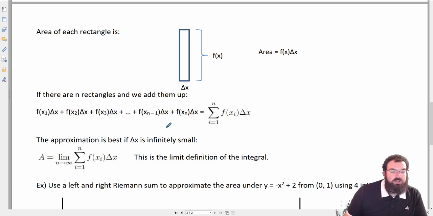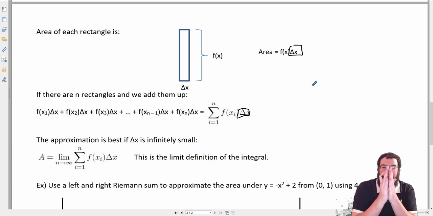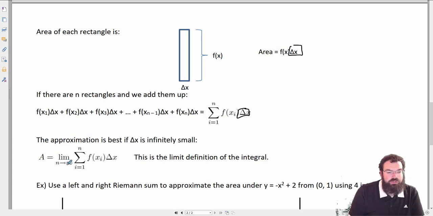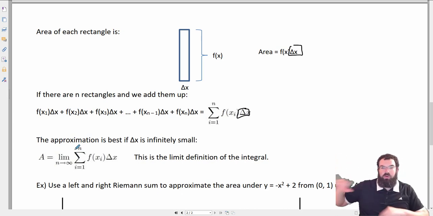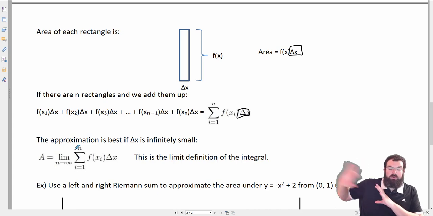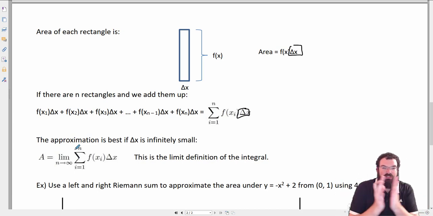Now, what we ultimately want is for the width of each rectangle, delta x, to be as close to 0 as possible. We want to make those rectangles as small as possible, and because we can do that, that gives us the area of the curve. Therefore, we take the limit as n approaches infinity. As n gets bigger and bigger, our delta x's get smaller and smaller.